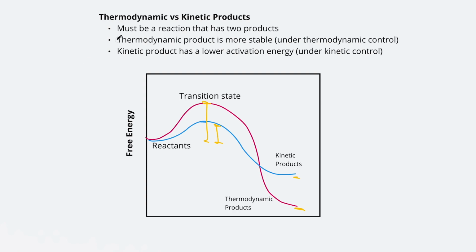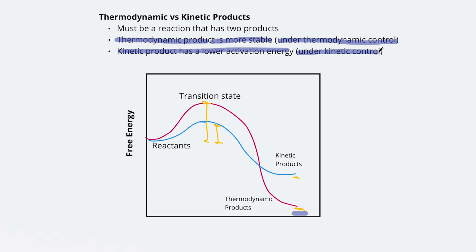So those are called the thermodynamic product because the products have a lower free energy value, which means that they're more stable. And we call that the thermodynamic product, or we say that that reaction is under thermodynamic control. For the blue line, those products are less stable, but the blue line has a lower activation energy. We would call those the kinetic products, or we would say that they're under kinetic control.